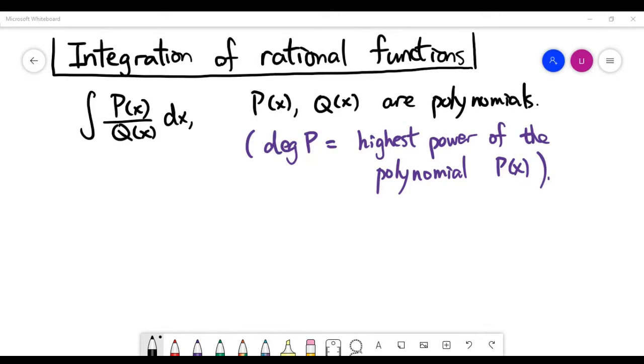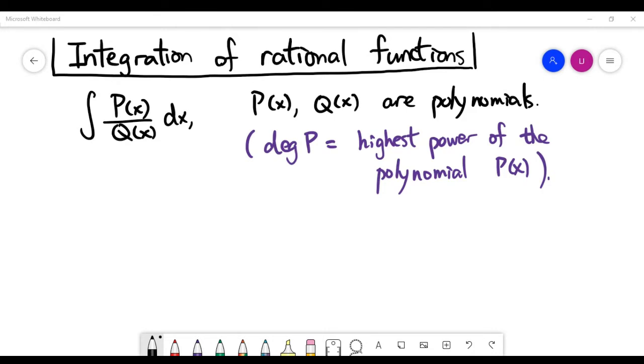So in this video, we'll look at the integration of rational functions. In case you don't know what a rational function is, please look at the current problem here. We try to integrate a fraction where the denominator and the numerator are both polynomials in variable x. And please look at the purple color here. The degree of p is the highest power of the polynomial p.